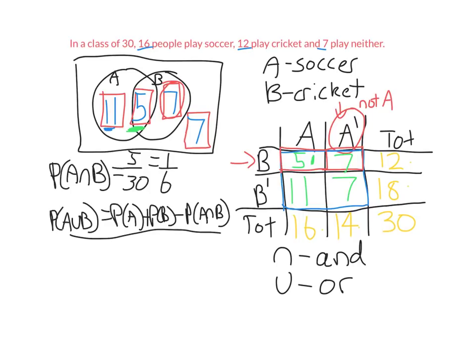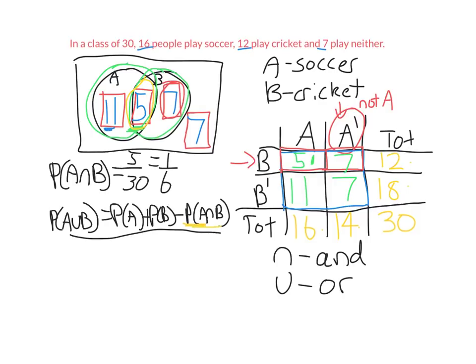So what's the intuition behind it? Well, the people who play soccer or cricket are these people plus these people, but hang on a minute, I double counted the middle. I counted it in soccer and cricket, so that's why I need to subtract it.